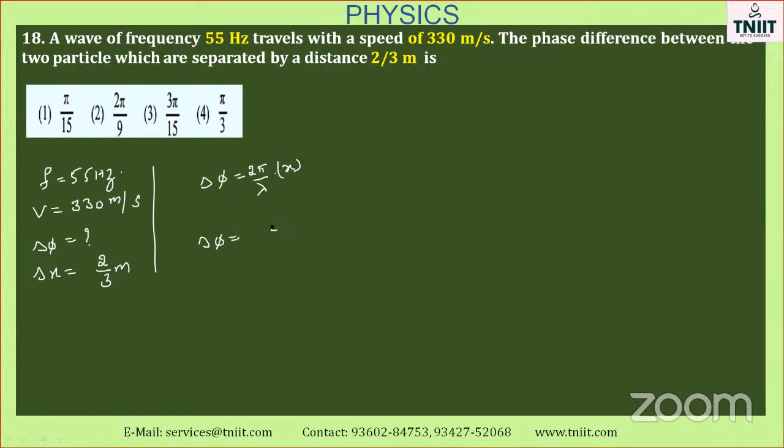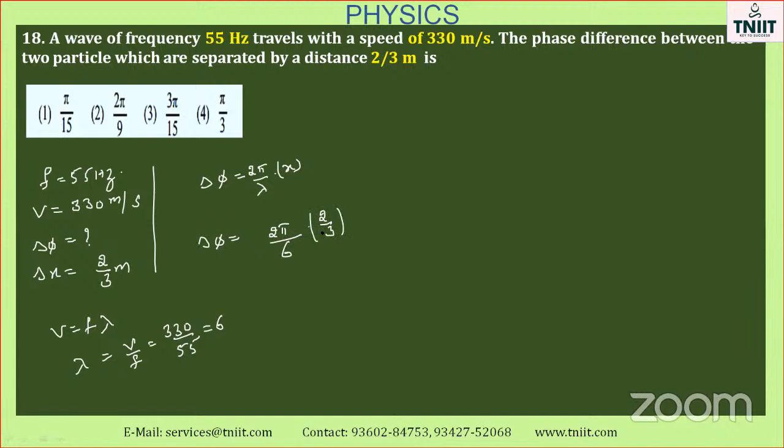So how to calculate the lambda? You know that V is equal to F lambda. Lambda is V by F. That is 330 by 55. What is 330 divided by 55? 6. So the wavelength is 6.